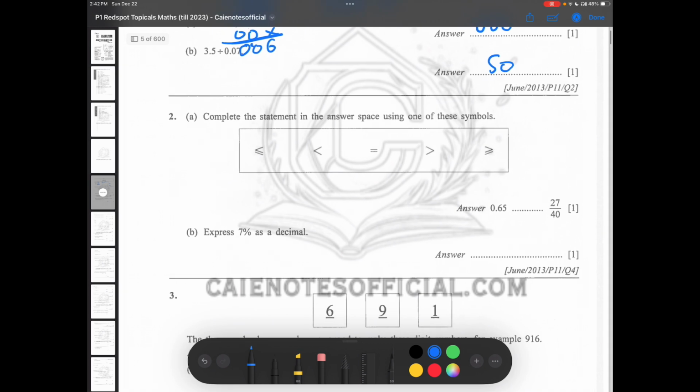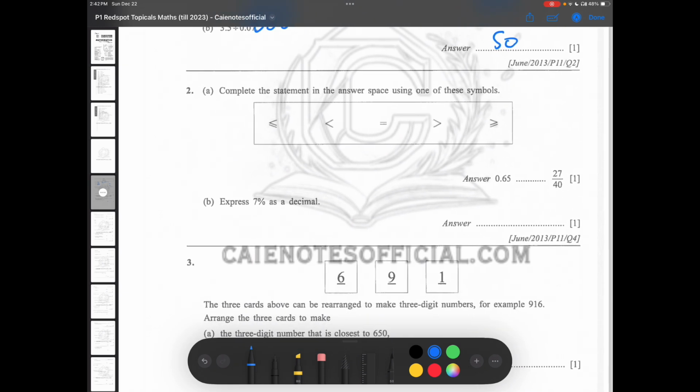Now let's move to question number 2. Complete the statement in the answer space using one of these symbols. It says 0.65 and 27 upon 40. I just cannot compare these numbers by looking at them. I will have to either convert 0.65 into a fraction or convert 27/40 into a decimal. I think if we convert 27/40 into a decimal, that will be easier for you.